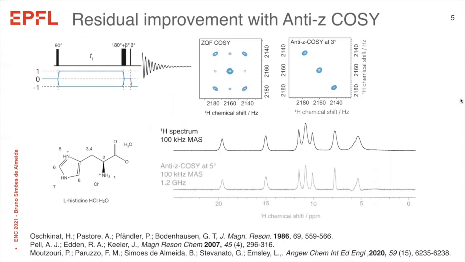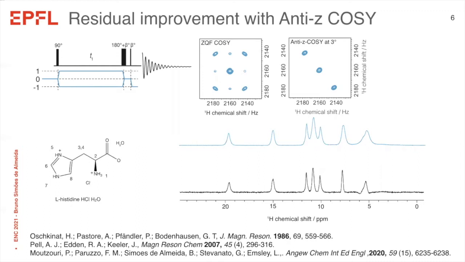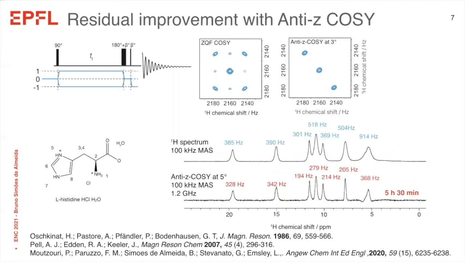And this is the mysterious spectrum that I showed you at the beginning, which is a projection from an Anti-z COSY at 5 degrees spinning at 100 kHz in a 1.2 GHz magnet, courtesy of Professor Barnes at ETH in Zurich. The resolution improvement is visible for all of the peaks, particularly here in the middle region of the spectrum. And if we look at the individual line widths, for some of them, the resolution improvement factor is over 2.